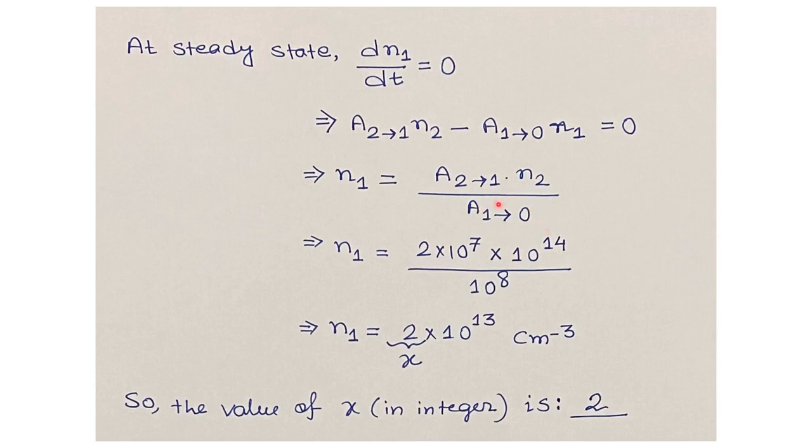Now these three values A21, N2 and A10 are given in the question. So we will put the values in this equation. We will get N1 equals 2 into 10 to the power 7 times 10 to the power 14 divided by 10 to the power 8. So we are getting N1 as 2 into 10 to the power 13 per centimeter cube. So the value of x in the integer form is 2. So 2 is the answer for this question.